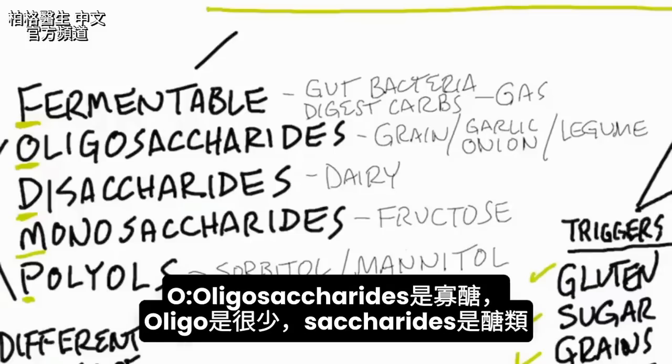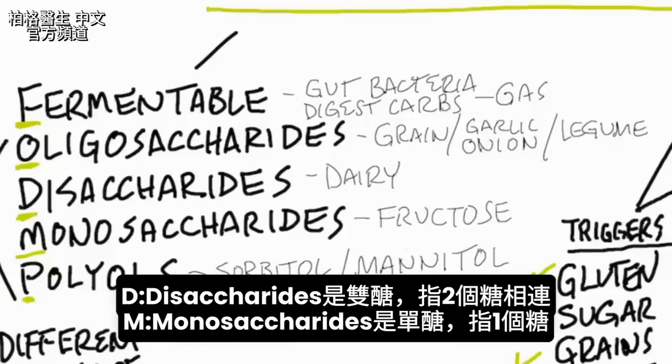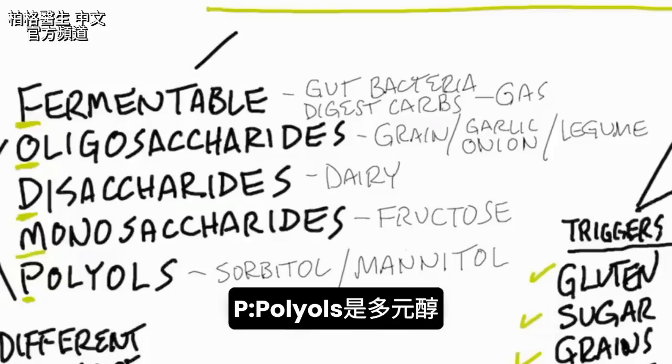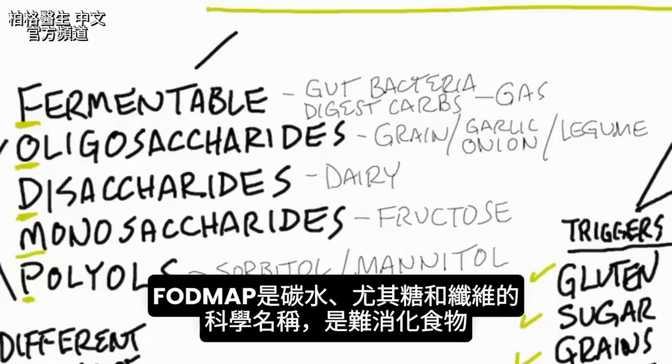Oligo means few, and saccharides describe sugars. Then we get disaccharides. That means two sugars connected. Then we have monosaccharides, which is one sugar. And then we have polyols. And these are basically scientific-sounding names for carbohydrates, specifically sugar and fiber. And all of these are a bit more difficult to digest.